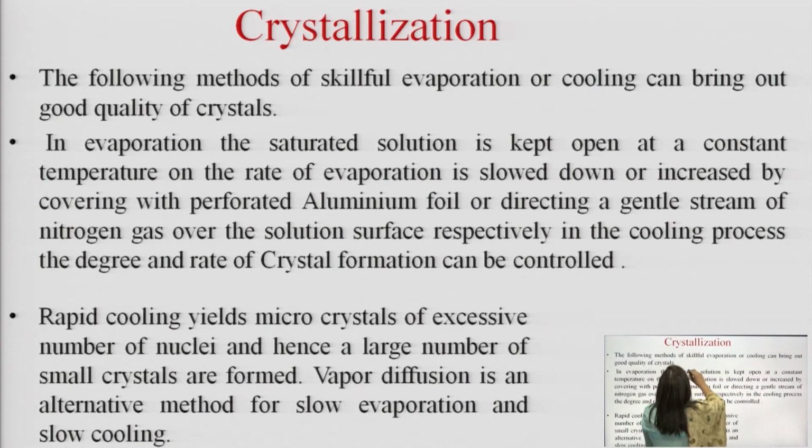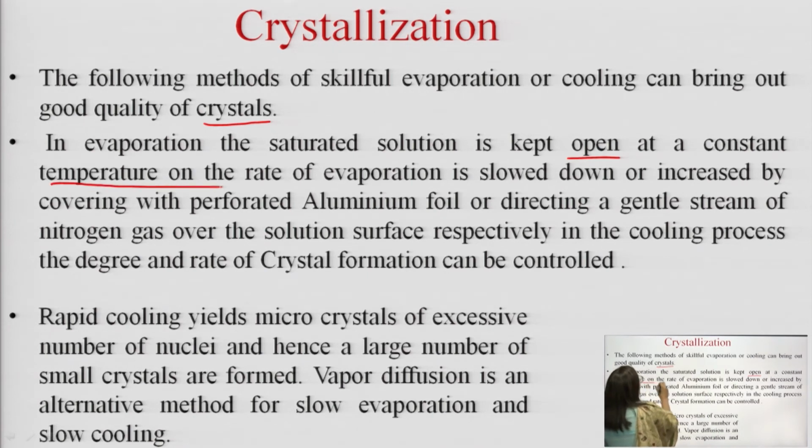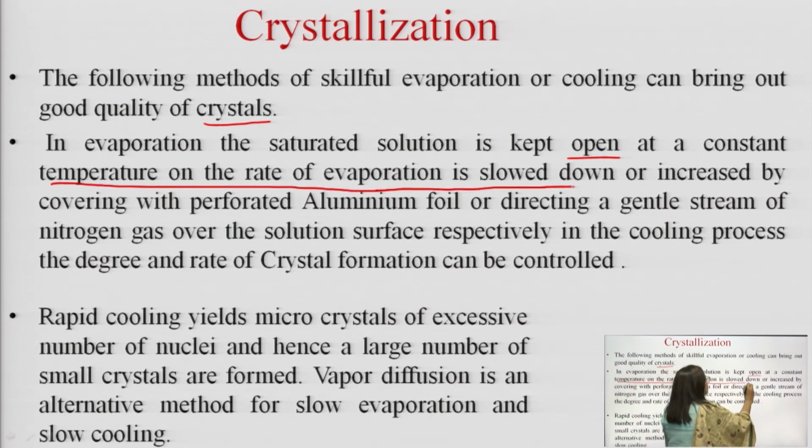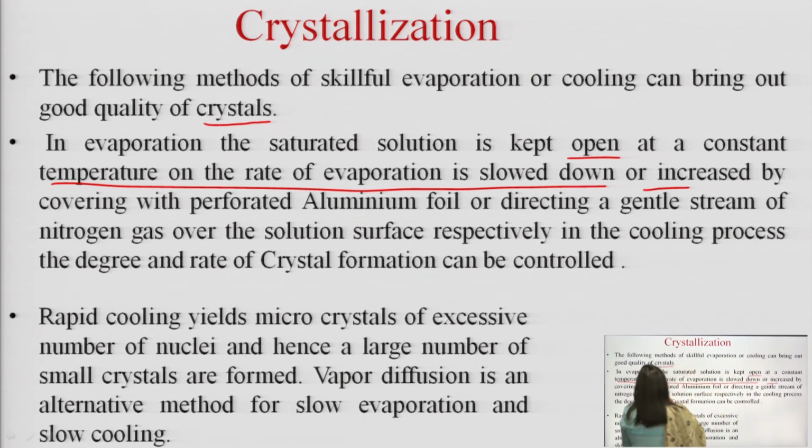The following methods of skillful evaporation or cooling can bring out good quality crystals. In evaporation, the saturated solution is kept open at a constant temperature, and the rate of evaporation is slowed down or increased by covering it with perforated aluminium foil or directing a gentle stream of nitrogen gas over the solution surface respectively. In the cooling process, the degree and rate of crystal growth formation can be controlled using this.